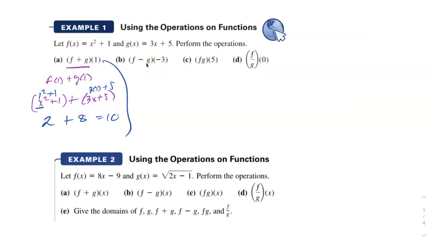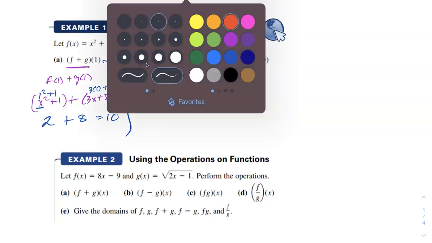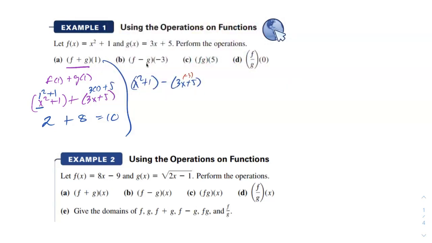Same thing here, f minus g at negative 3. So we're going to do f, which is x squared plus 1, minus g, which is 3x plus 5. And they want us to substitute in negative 3. Now negative 3 squared, remember the square's on the outside, so you square negative 3, it gets us 9. 9 plus 1 is 10. Over here I get negative 9 plus 5, which is negative 4, so minus negative 4. Two negatives make a positive, so I get 14.